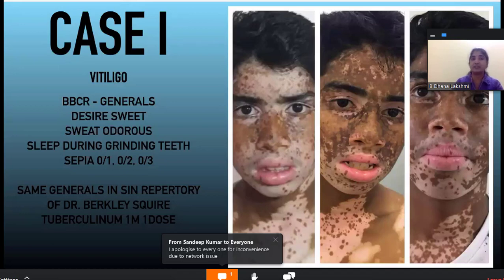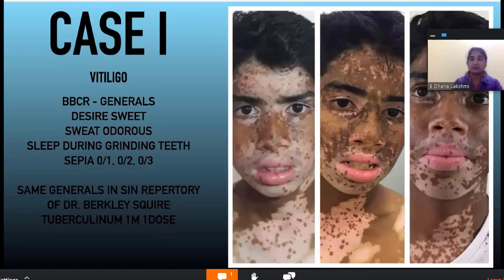And there was grinding of teeth during sleep. Sleep activities are the activities of the subconscious mind, so these are given higher weightage by my teacher. On working out just based on these 3 rubrics alone, desire sweet, sweat odorous, grinding teeth during sleep, we came to Sepia. And we started Sepia with 0/1, 10 secretions, same 1 cup method with spoons.